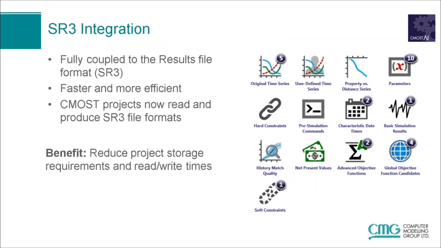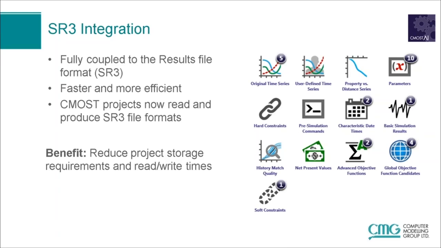If you're not aware, CMG has developed an entirely new results storage format. So this new format is called SR3, and the previous storage format that we used was called SR2. And the benefits of this new storage format are, firstly, the files are a lot smaller in size. So the file sizes that we're seeing are typically half the size compared to SR2, or in some cases even smaller.